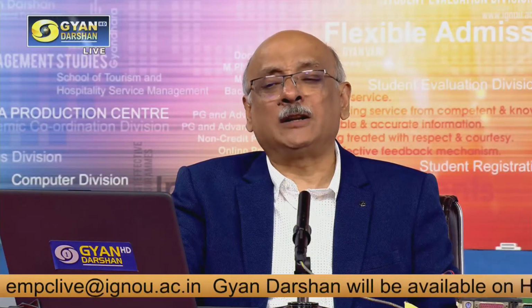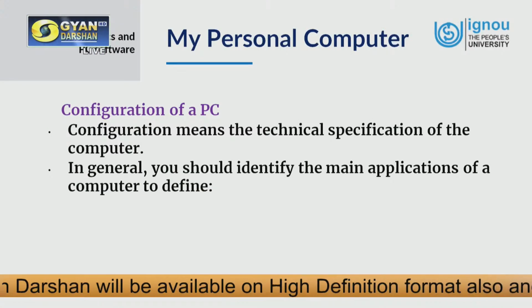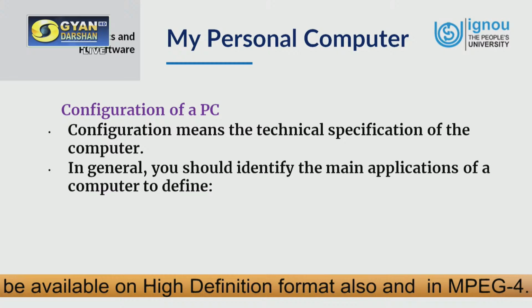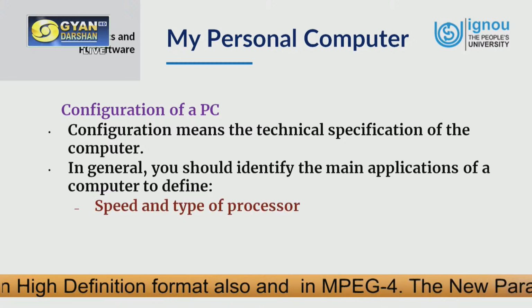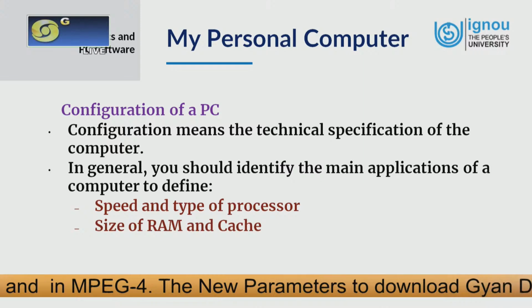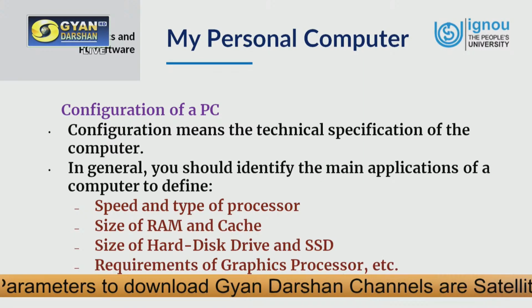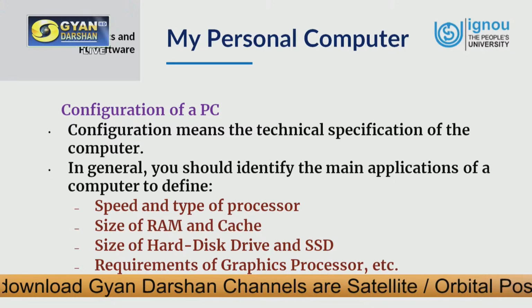But what does configuration mean? Configuration means the technical specification of a computer. In general, you should identify the main applications of a computer to define the speed and type of the processor, size of the RAM and cache, size of the hard disk drive and SSD, and requirements for graphic processors, etc. Now, what are these things? Suppose you have to do high-end machine learning using your computer. Then you require a fairly good processor.